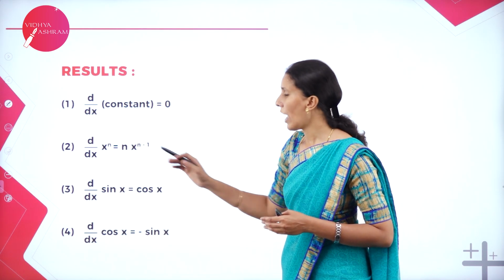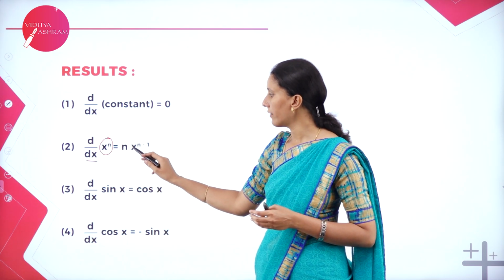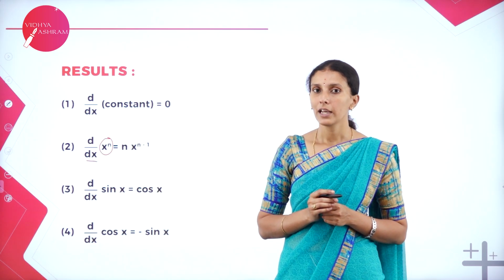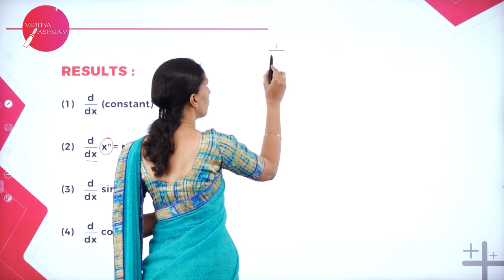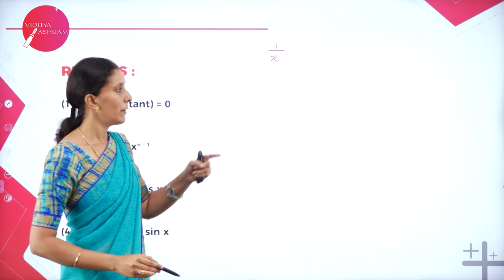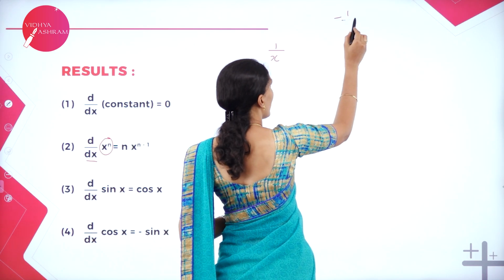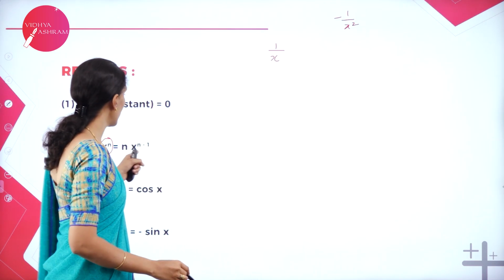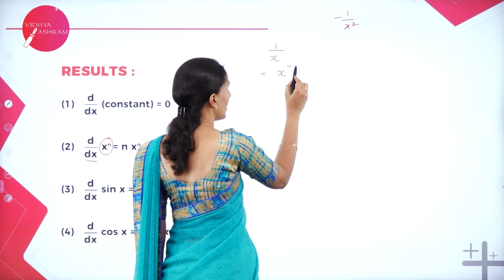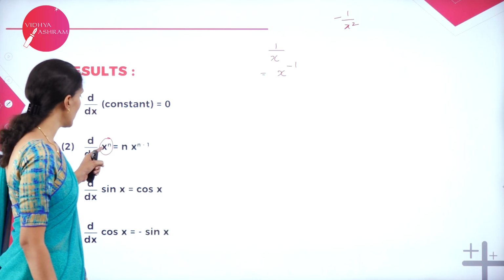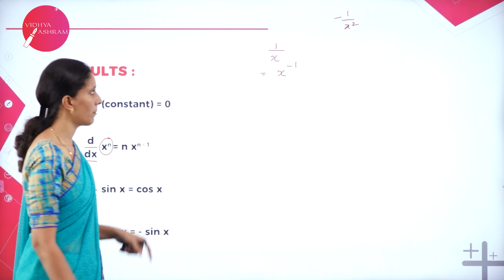Next, any function of this form, its derivative is always given by n into x to the power n minus 1. Suppose, what is the derivative of 1 by x? Using the first principle method, we have already found the derivative of 1 by x as minus 1 by x square. But let us check using this formula now. 1 by x can be written as x to the power minus 1. So whenever you have the form x to the power n, its derivative is given by n into x to the power n minus 1.